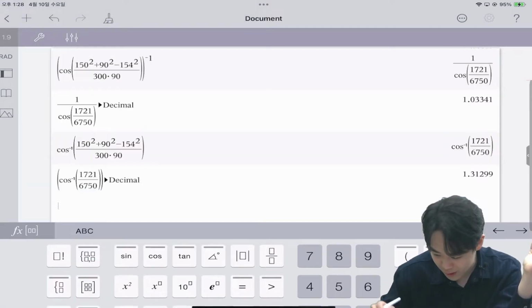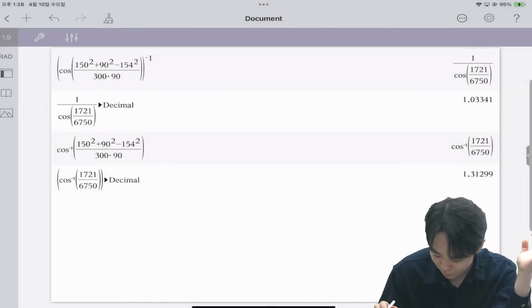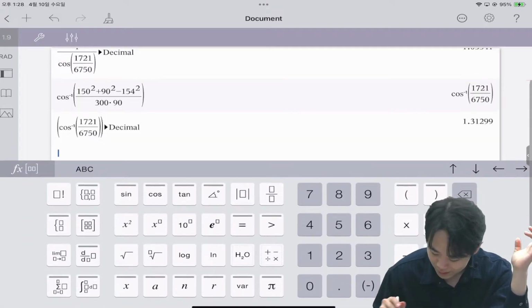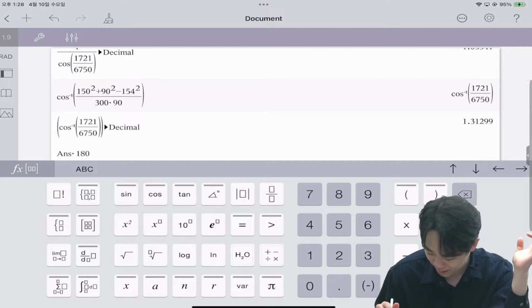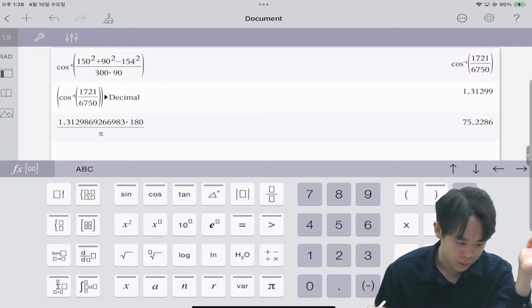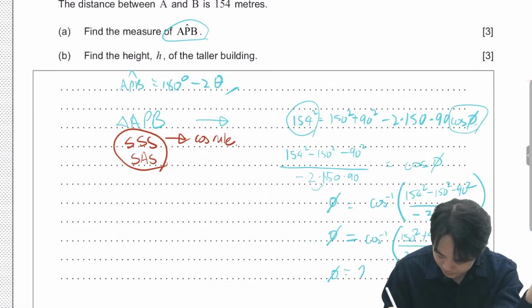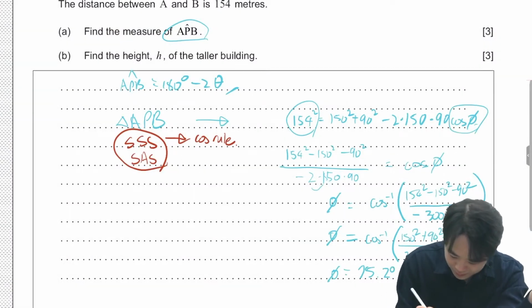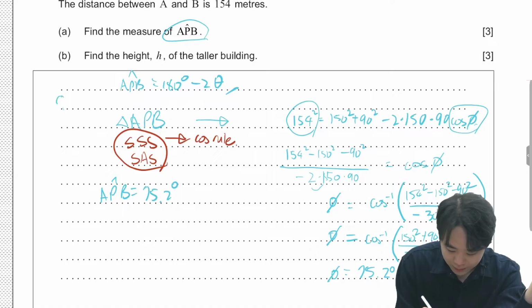If you get decimals, 1.31. Is this degrees or radians? Well, my settings are currently in radians, so I could write this as 1.31 radians. If I wanted to convert to degrees, I could do times 180 divided by pi, which would be 75.2 degrees. So APB is roughly 75.2 degrees. Okay, so that's part A.